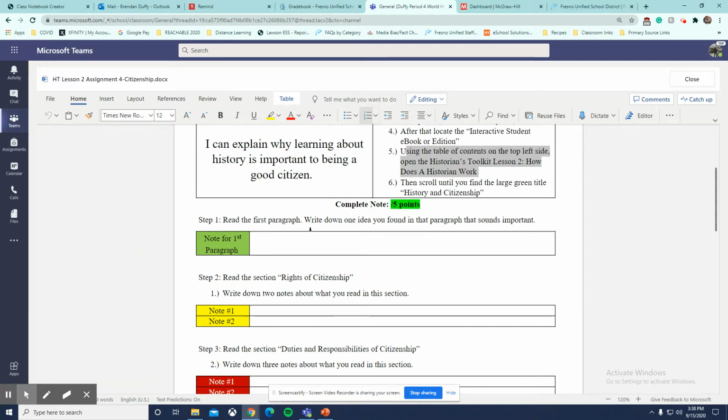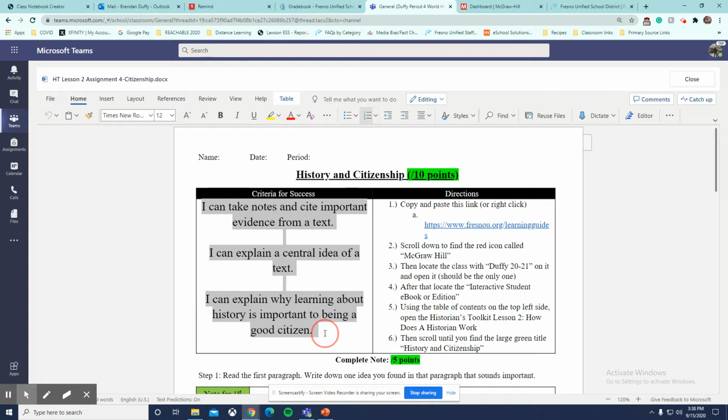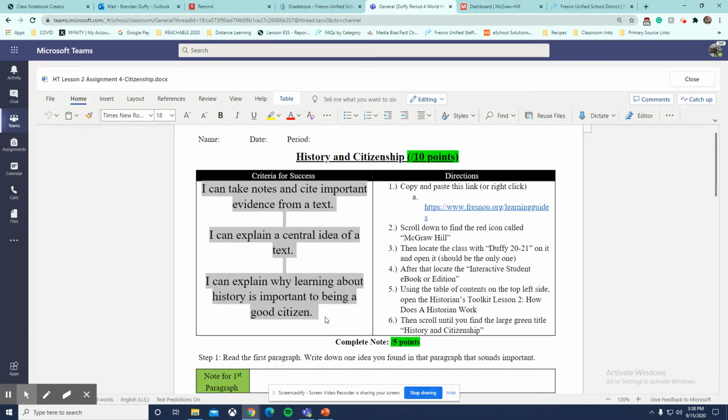Okay, so now you got to do the notes for this. Here's your criteria for success. What do you have to do to be successful? So take notes and cite important evidence from a text. Explain a central idea of a text. Explain why learning about history is important to being a good citizen.